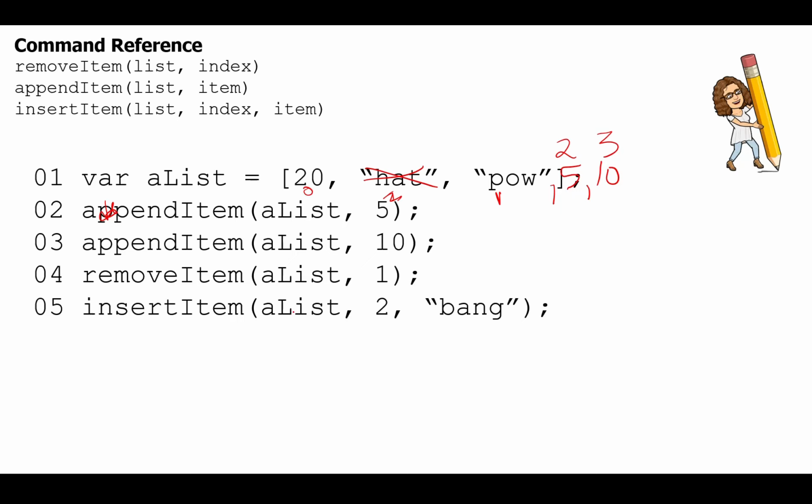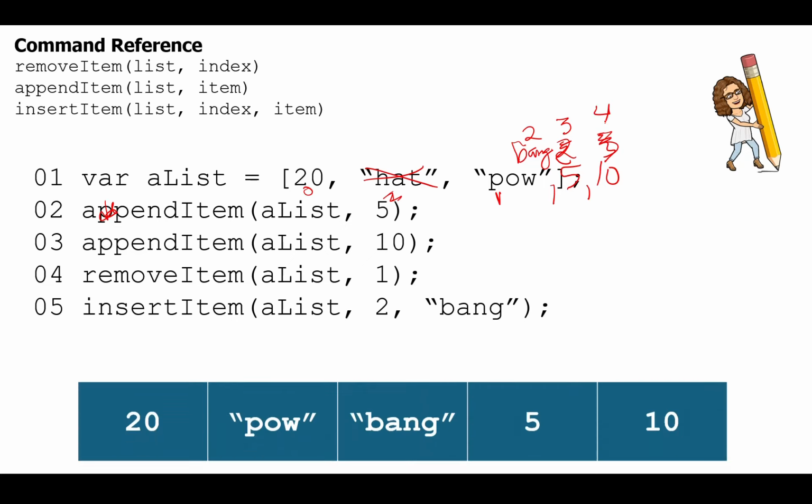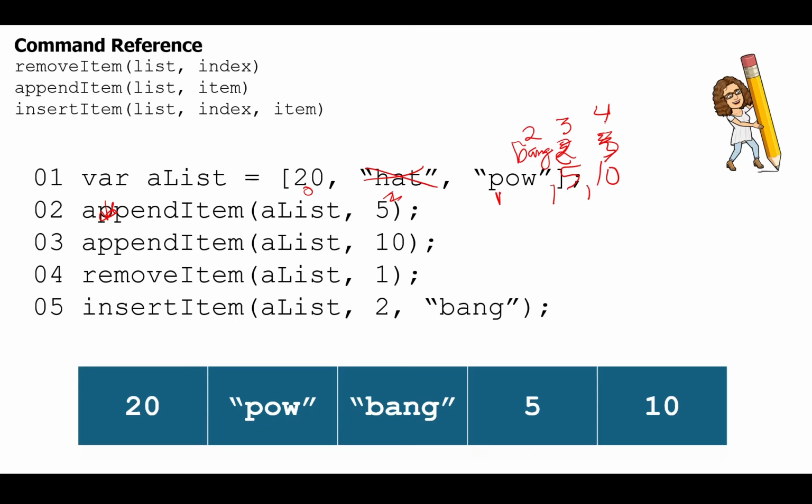Insert item, list, spot 2, I'm putting bang. So right here in spot 2, between pow and 5, I'm going to put a bang. That's in spot 2 now. 2 becomes a 3, and 3 becomes 4. So I now have in my list a 20, a pow, a bang, a 5, and a 10.